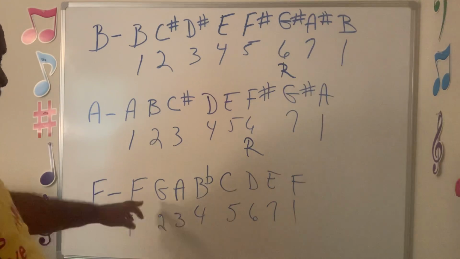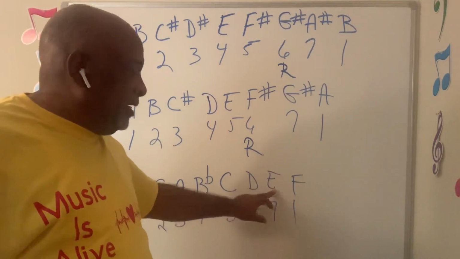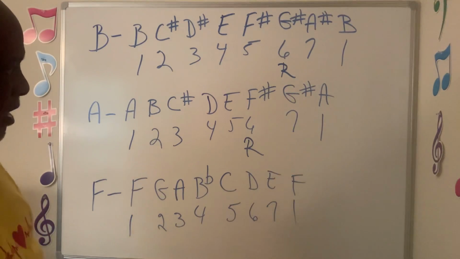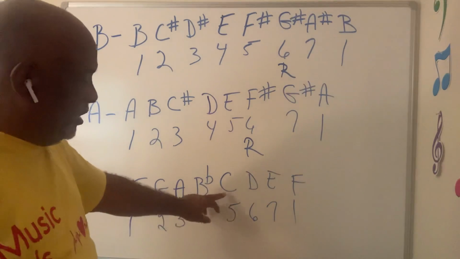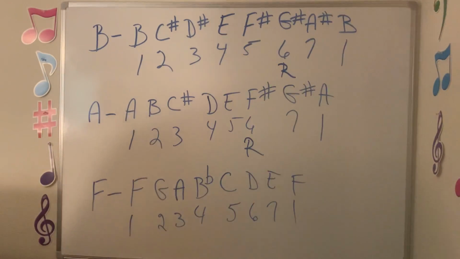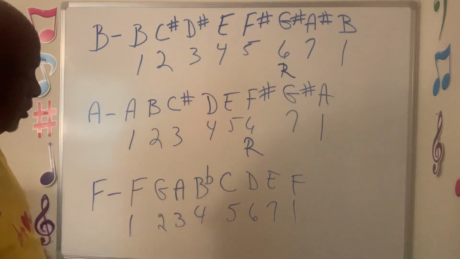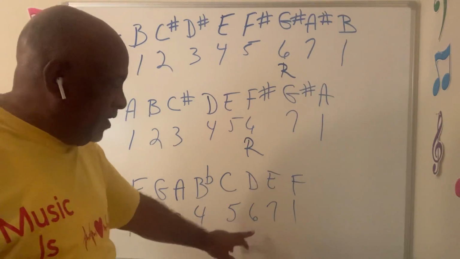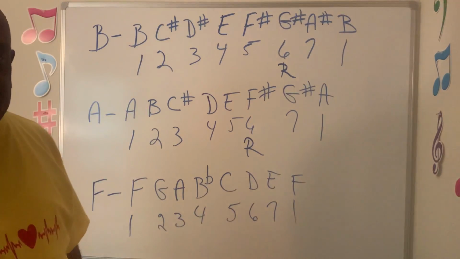Let's do the scale. F, G, A, B flat, C, D, E, and then back to F. One more time. The F major scale is F, G, A, B flat, C, D, E, and then back to F. Now, if we do the number system, like I said before, it's the same in all major scales. F is the 1, G is the 2, A is the 3, B flat is the 4, C is the 5, D is the 6, E is the 7, and back to the 1, which is F.